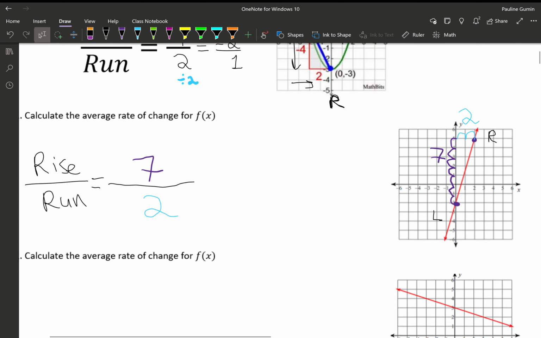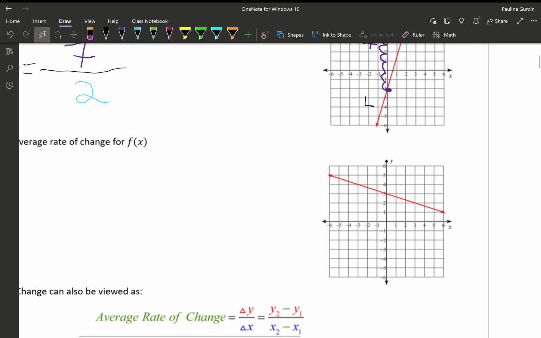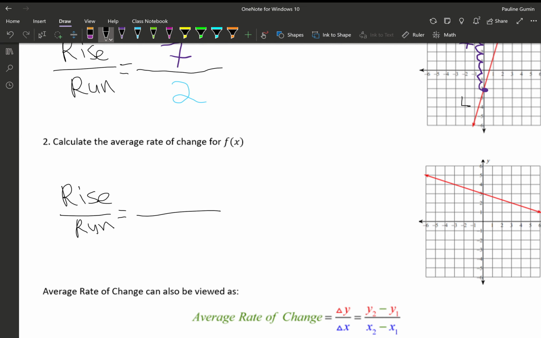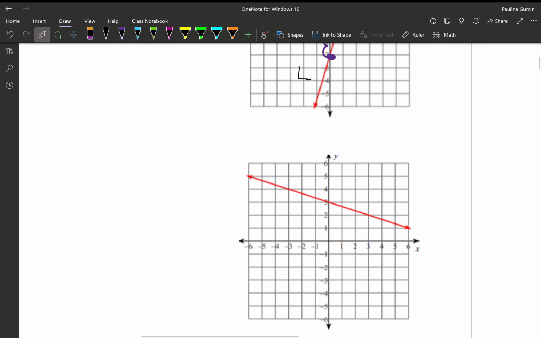So onwards we go. Let's calculate the average rate of change for this function. So I'm going to remind myself, rise over run. I'm going to pick 2 points, label them as left and right. Okay, so I'm feeling this point right here because it's at the corner of a grid. Oh, and there's one very close by, right there. Perfect. Okay, I'm going to label this as my left point, and this is my right point, so I remember which way I'm going. Okay, so it looks like from left to right, I'm going down, so I'm going to have a negative slope. So let's see how that goes.